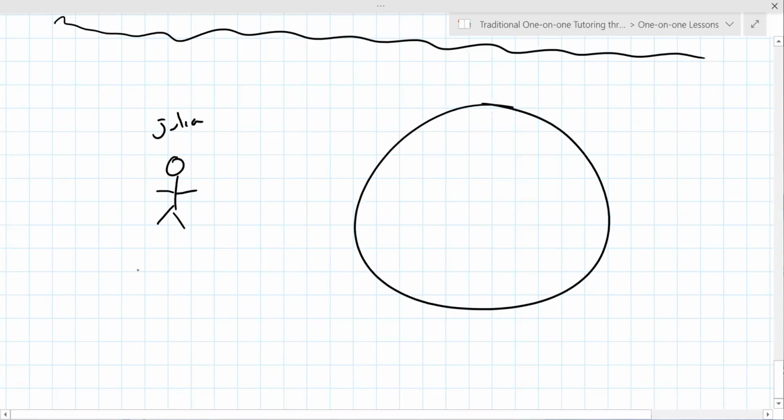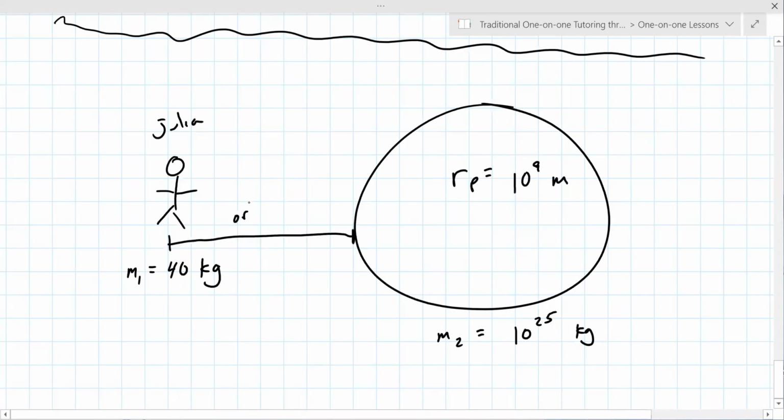Okay, we're gonna make some of these numbers simple. Forgive me, I don't know if this is true or not, but we're gonna go 40 kilograms for you, and the mass of this planet over here is 10 to the 25th kilograms. It's got a radius of 10 to the 9th meters. We're just making nice numbers up. And you are in orbit 10,000 meters above the planet.